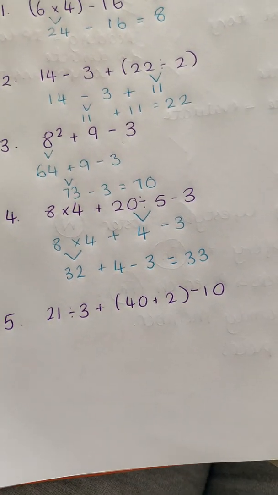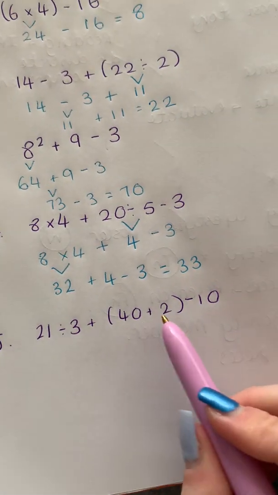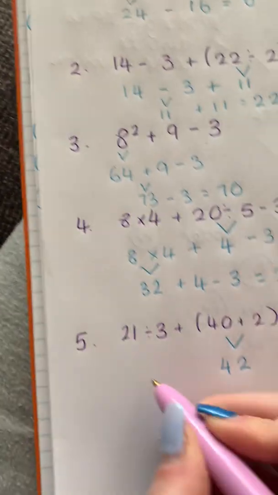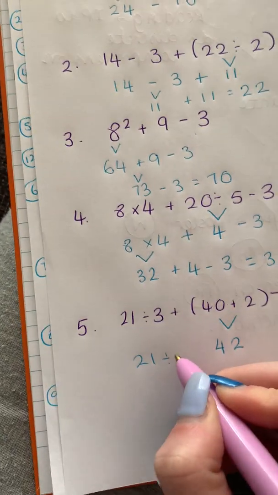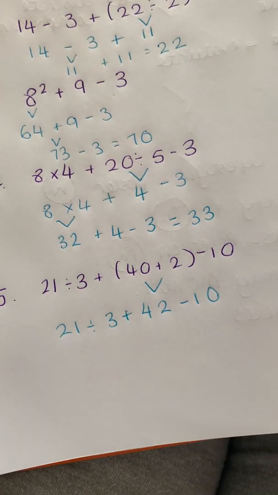And the last one, again, we've got a bit of everything, and we've got some brackets thrown in there as well. So obviously, according to BODMAS, we're going to do these first. So 40 plus 2 is 42. I'm then going to bring all of this down and put my 42 in there.